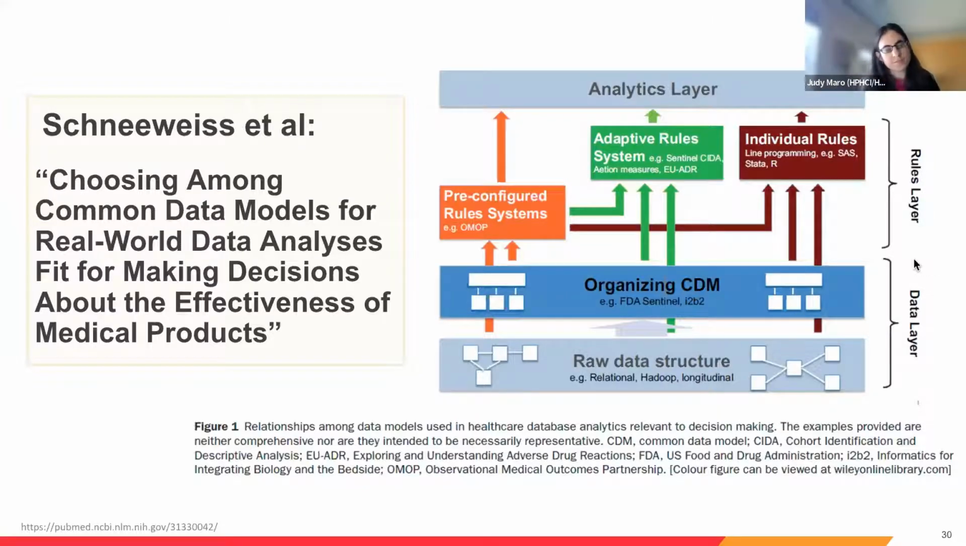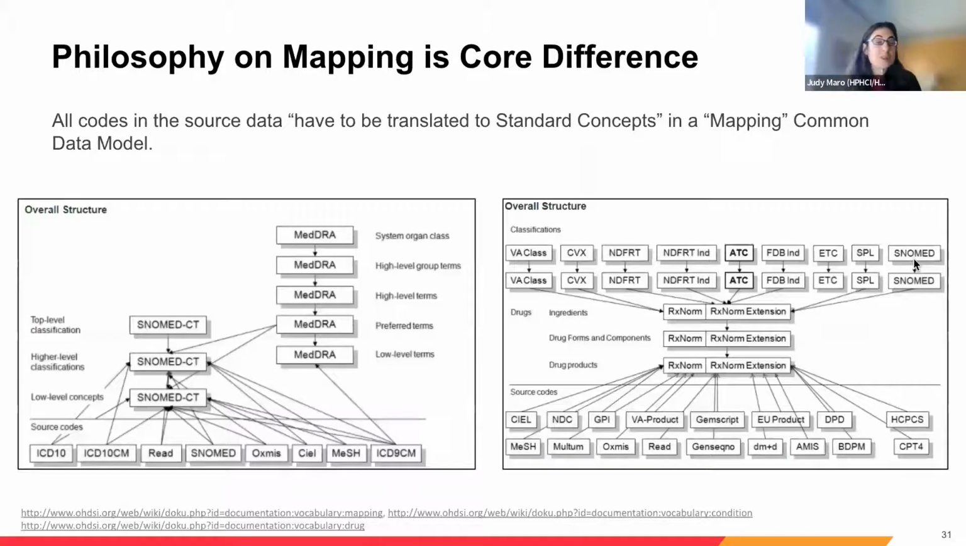Next slide, please. So what's the big difference? We've talked about it a little bit before, but to state the main difference between an organizing common data model and a mapping common data model: it is the use of mapping, and the placement of that mapping in the data model itself. This picture illustrates the mapping, particularly in the OMOP common data model, where there are two standards, the SNOMED standard and the RxNorm standard, and everything is mapped to those two standards. Next slide, please.